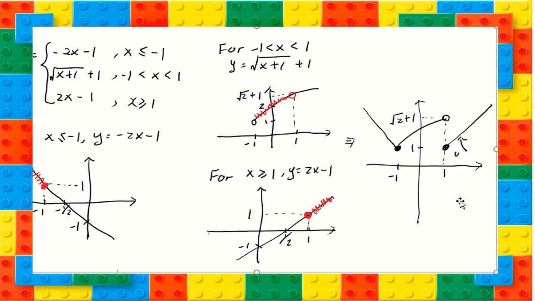So finally we label the graph. This is y equals 2x minus 1. This is y equals square root of x plus 1 plus 1. And this is y equals negative 2x minus 1. So finally this is the graph of the function.